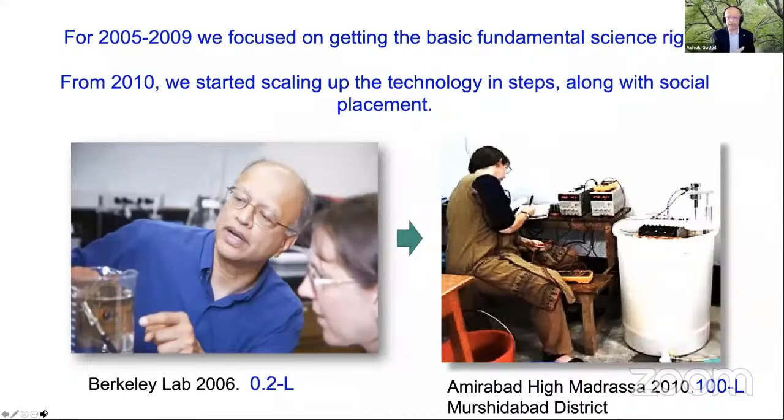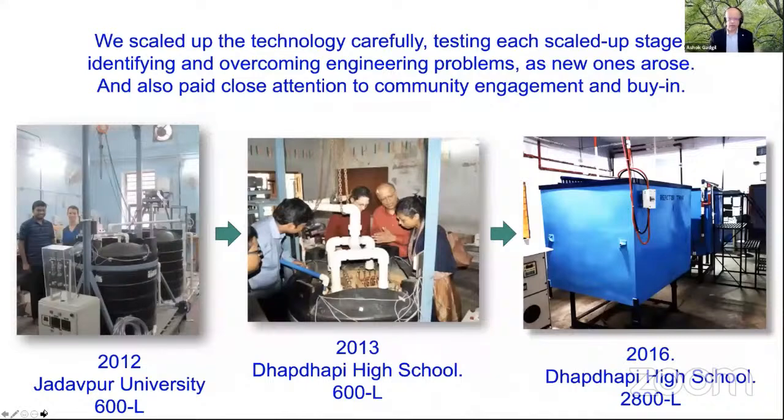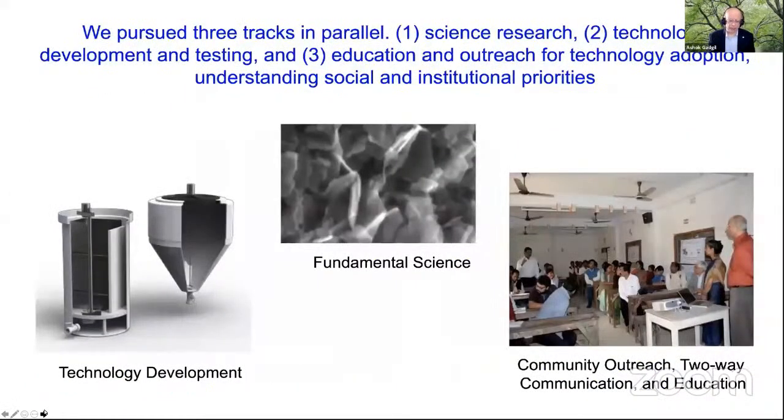From there, we went to 600 liters. We went to 600 liters in the field in India, and then to 2,800 liters. We also paid close attention to community engagement and buy-in. In parallel, we pursued 3 tracks: basic science, fundamental science, technology, and reach out to people, and a two-way communication with the community.